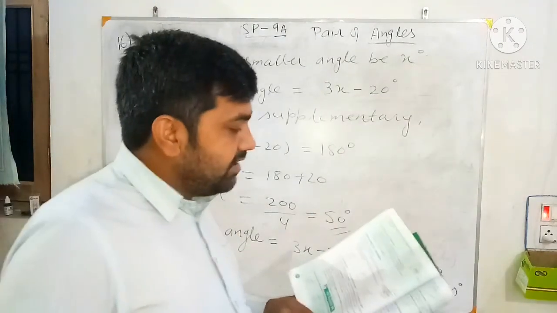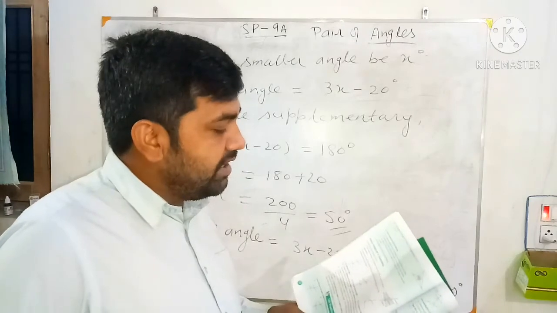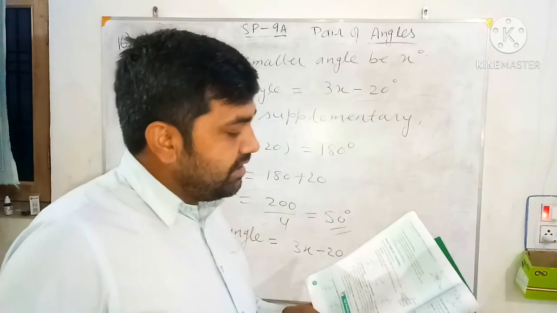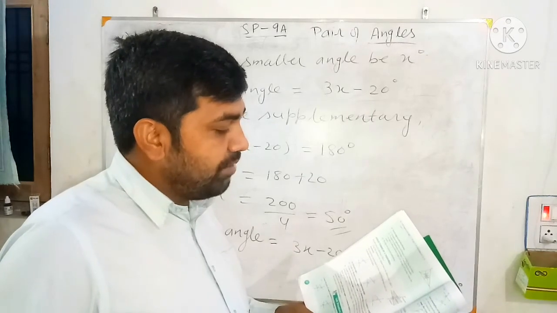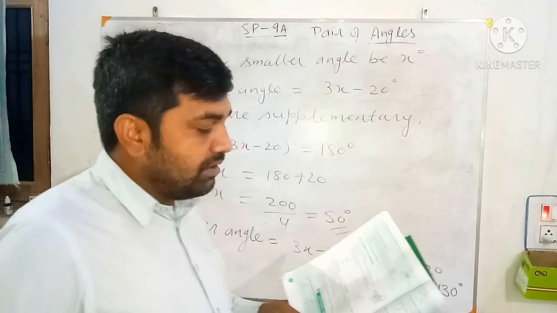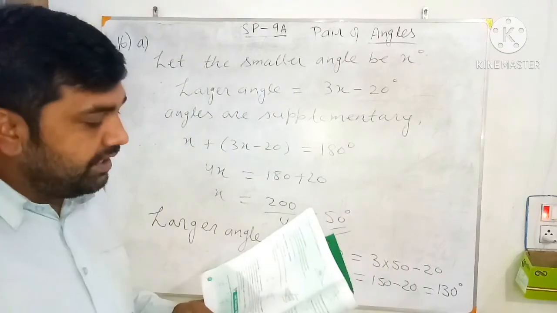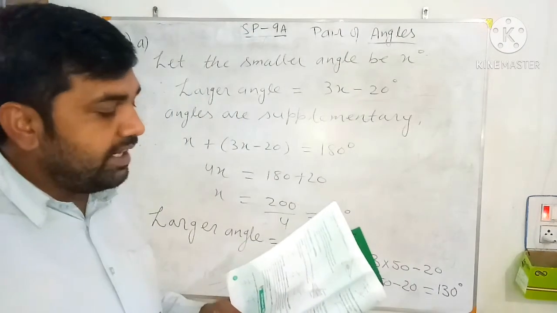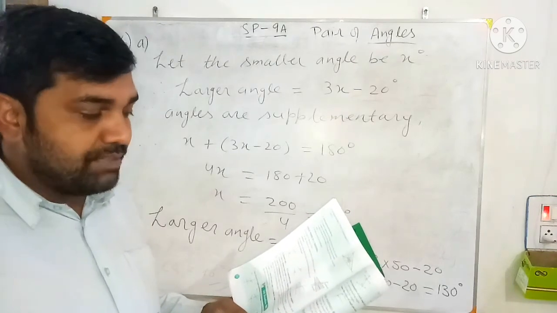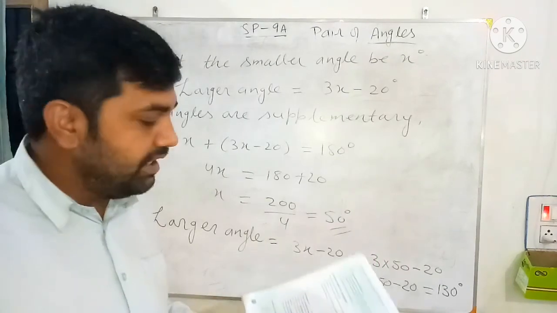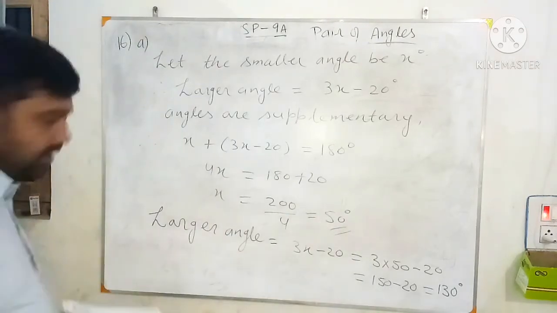In question number C, the angles are adjacent and form an angle of 120 degrees. And the larger is 20 less than 3 times the smaller. Since the angles are adjacent and they are forming 120 degrees, the sum of the two angles will be 120 degrees. So here again suppose the smaller angle is x and the larger angle will be 3x minus 20. Again x plus 3x minus 20 equals 120. You equate it.